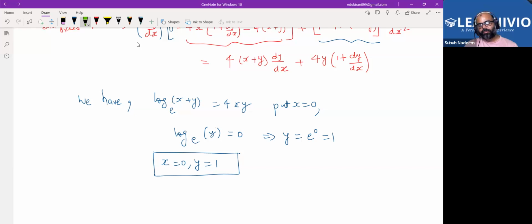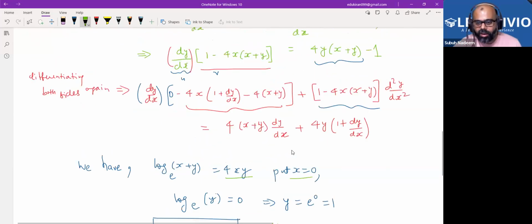The derivative of 4x will be 4, right? Yeah, the derivative of 4x is 4, but we are not differentiating here. We are putting x is equal to 0 here. So here our purpose is to find the value of y when x is 0.